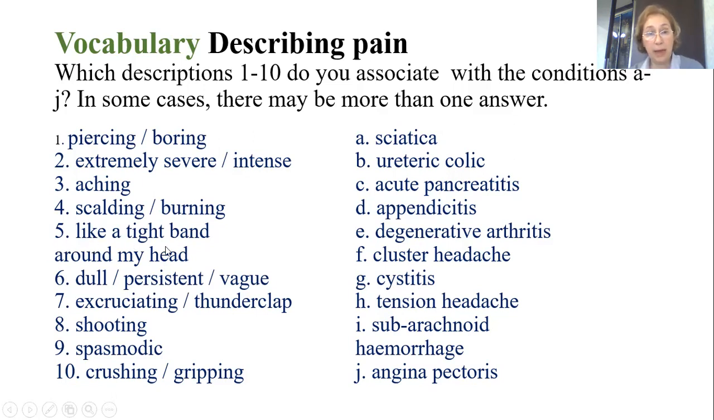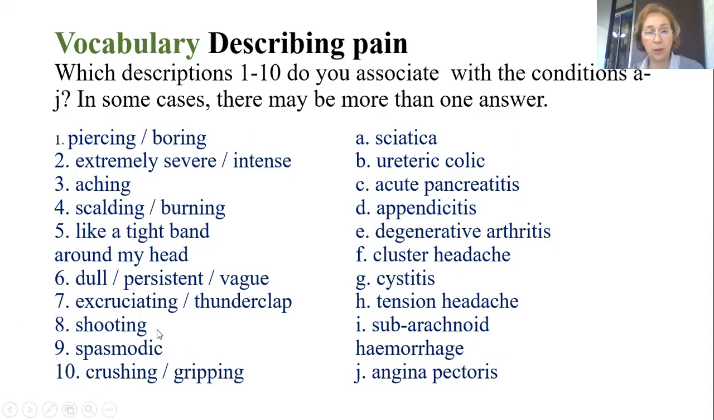So number 5 is like a tight band around my head. This is for sure about tension headache. Yes, this is about headache. It can be, for example, tension headache. Dull, persistent, vague pain in the stomach, in the abdomen, to the right side, tells us that this is, yes, appendicitis.